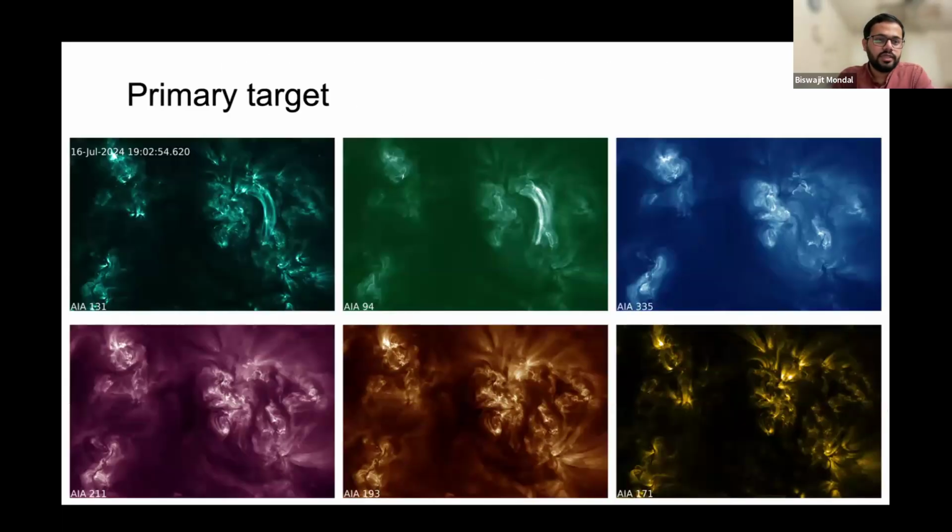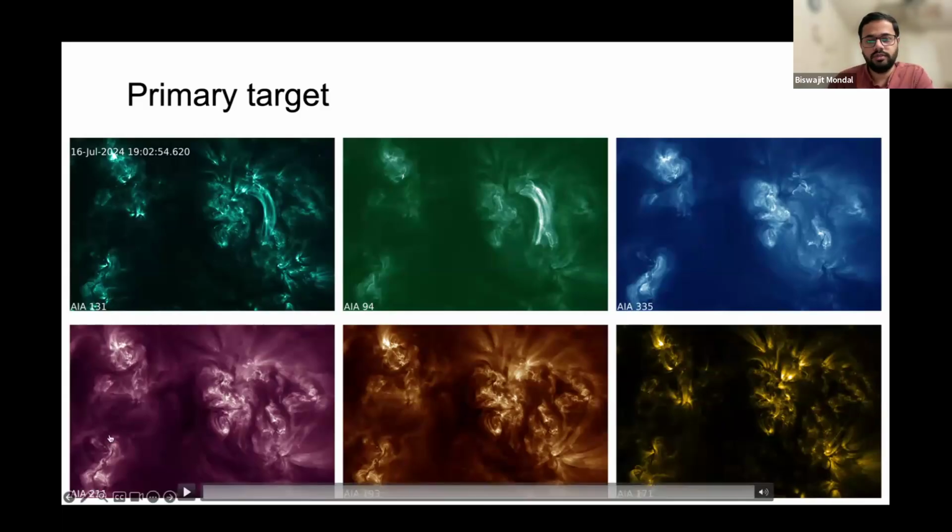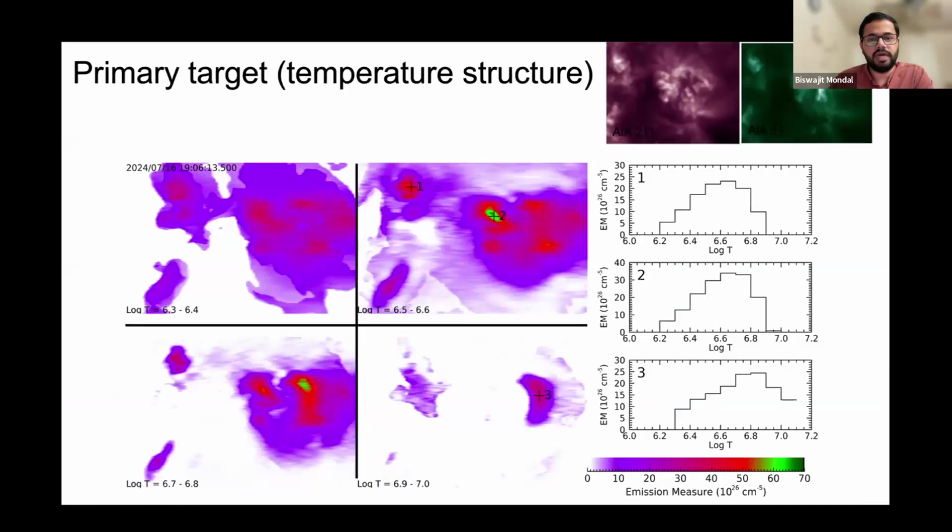First, let's focus on the primary target, which was at the center of our field of view. So this is an AIA image of this extended active region at the center. And this is from our MaGIXS inversion. Here, these four panels are basically emission measure maps of this region.